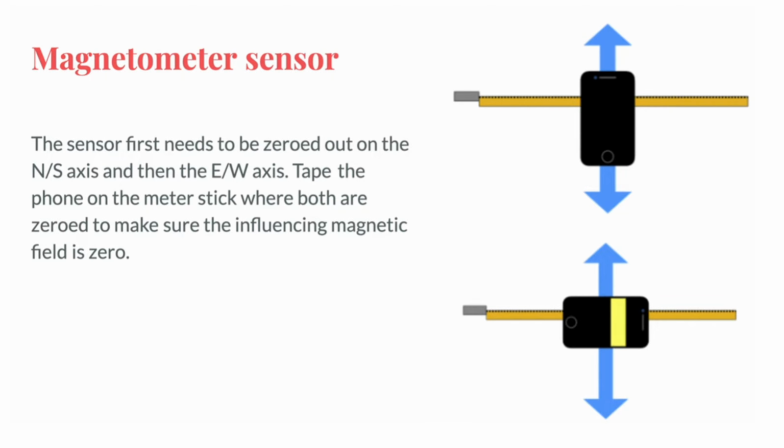Here's the sensor. The sensor first needed to be zeroed out on the phone, and we used tape to do that. We taped the phone and the meter stick along the north-south axis and then the east-west axis, where both are zeroed, to make sure the influence of the magnetic field on the phone is zero.